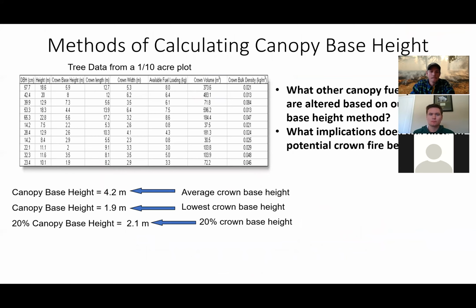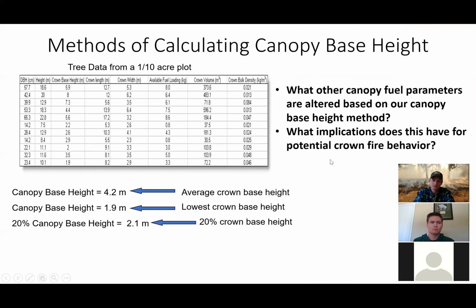All right. Let me just remind myself. Okay, so we got a couple slides here about our canopy fuels. So I think a key thing that I talk about in that lecture is canopy base height. It's a very, very important parameter in terms of crown fire prediction. And I mentioned that there's a number of different ways that we can measure this, or methods we can use to calculate it.